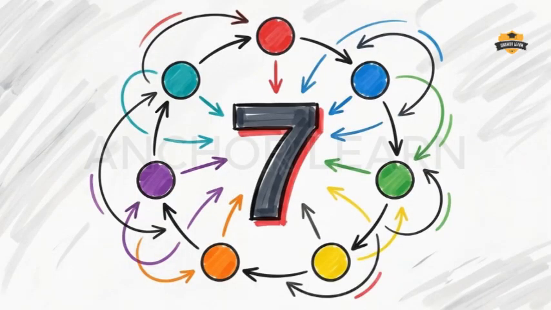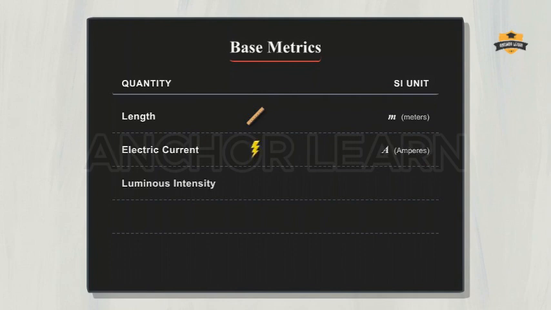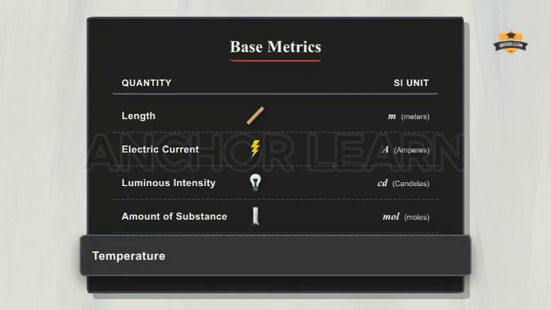There are exactly 7 fundamental quantities defined in the UTME syllabus. This table maps each quantity to the specific SI unit you must use in every calculation. Length is measured in meters, symbolized by a lowercase m. We also have electric current, measured in amperes, luminous intensity in candelas, and the amount of substance measured in moles.